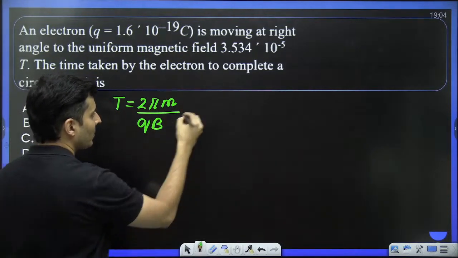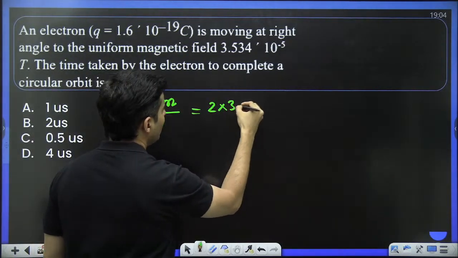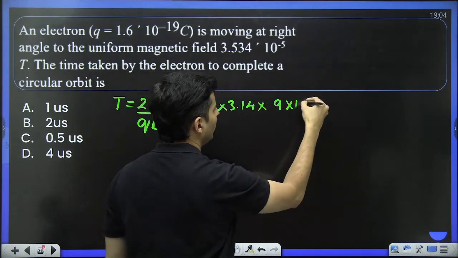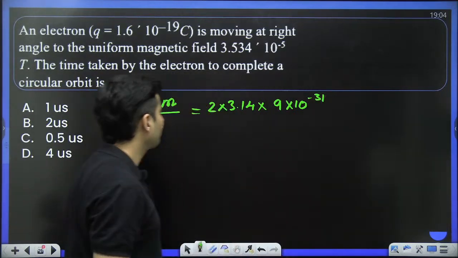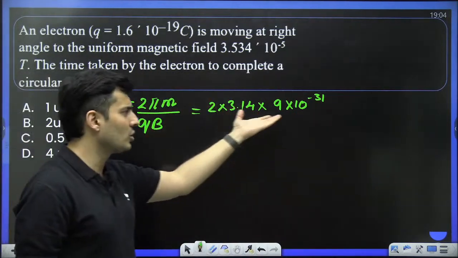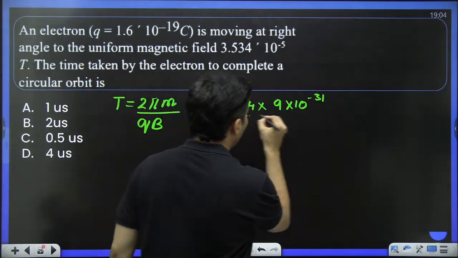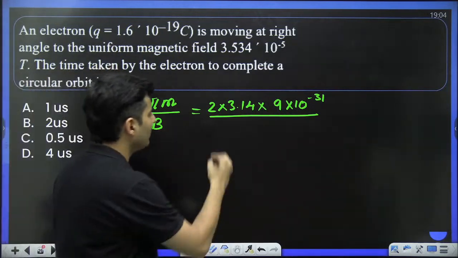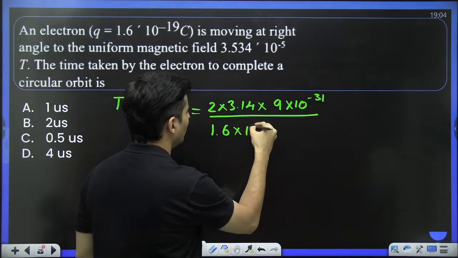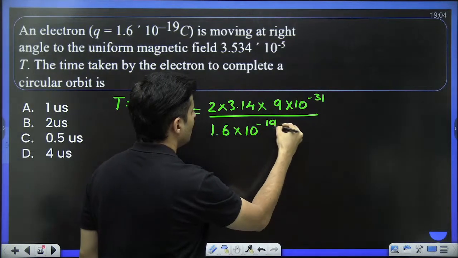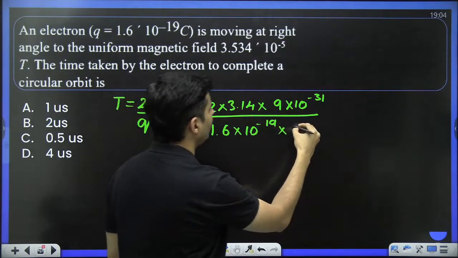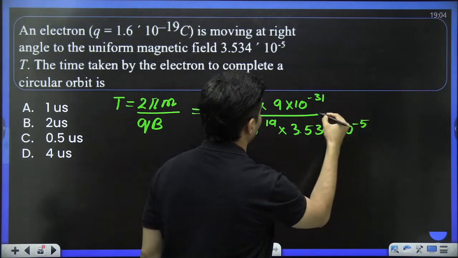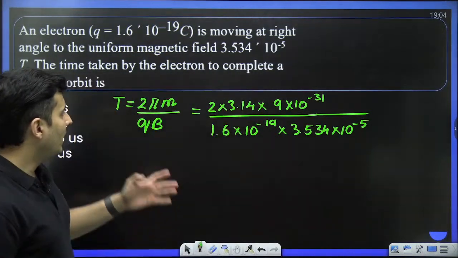That is the formula. So 2 into 3.14 into mass of an electron, which is roughly 9 into 10 to the power minus 31 kg. That's the rough mass of electron. You should know it by heart, obviously. Divided by charge, you would know it in chemistry, right? Atomic structure. Charge is already given. That is also standard. Even if they don't give you, you know it. 10 to the power minus 19. And magnetic field is 3.534 into 10 to the power minus 5. That's what it is.